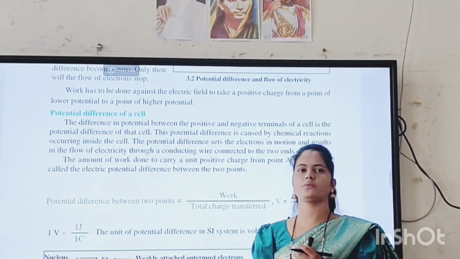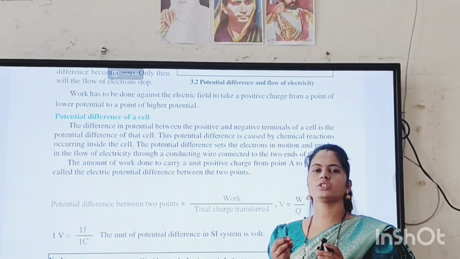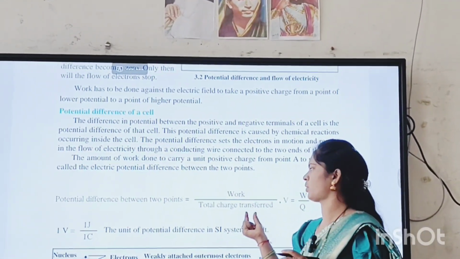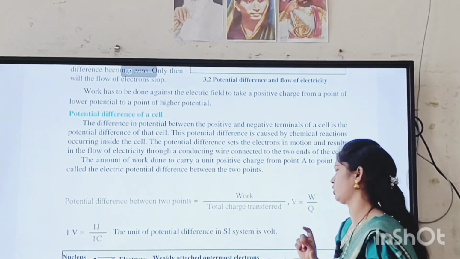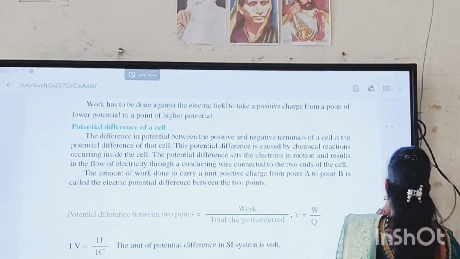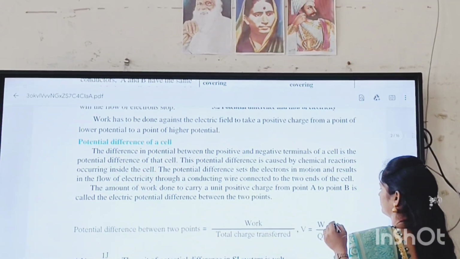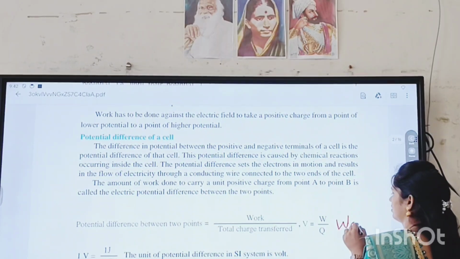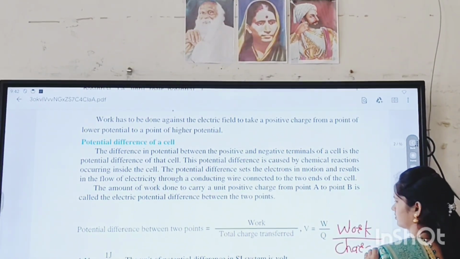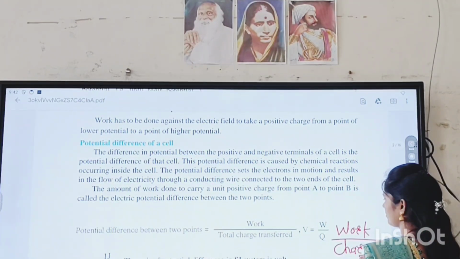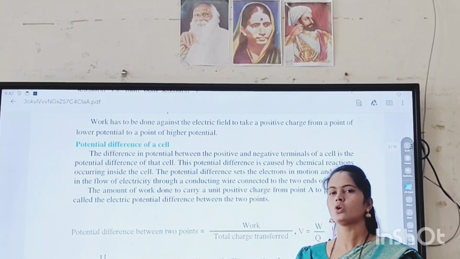Then, after the potential difference of the wire, we can measure the potential difference by using this formula: work upon total charge transferred. V is equal to W upon Q, where W means work and Q means charge. According to this formula, we can measure the potential difference between 2 points.